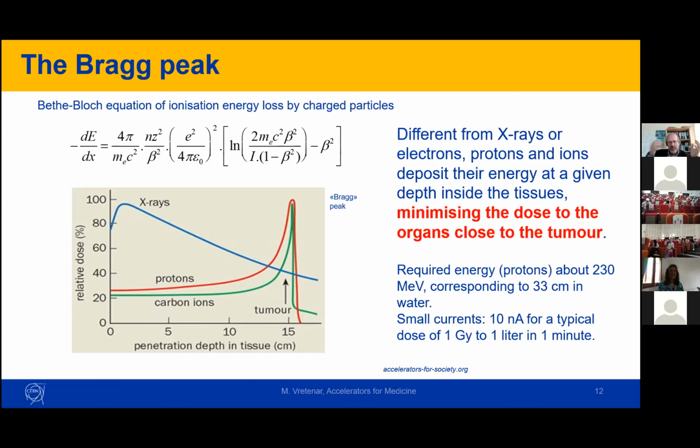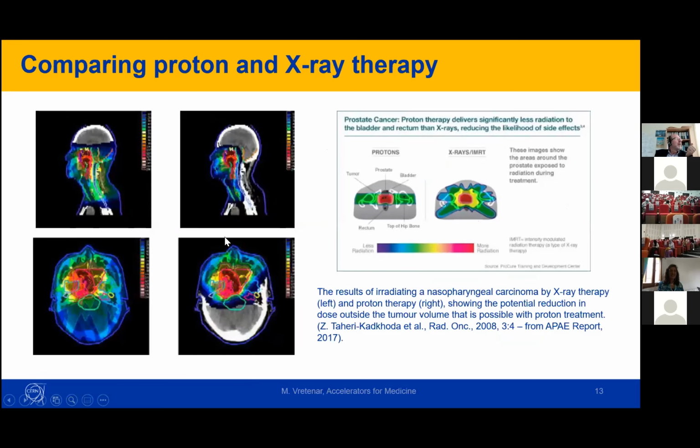You excite the atoms, and you break the molecules. And at a certain moment, the energy is too low. The particles are repelled by the electrons. They cannot penetrate the atom. And then you have a sharp decrease of the energy, and all the energy is deposited. And this property, this resonance, is what can be exploited by hadron therapy. You will have many lectures this week, so I don't want to go into many details on comparing the therapy using the Bragg peak or using standard X-rays.